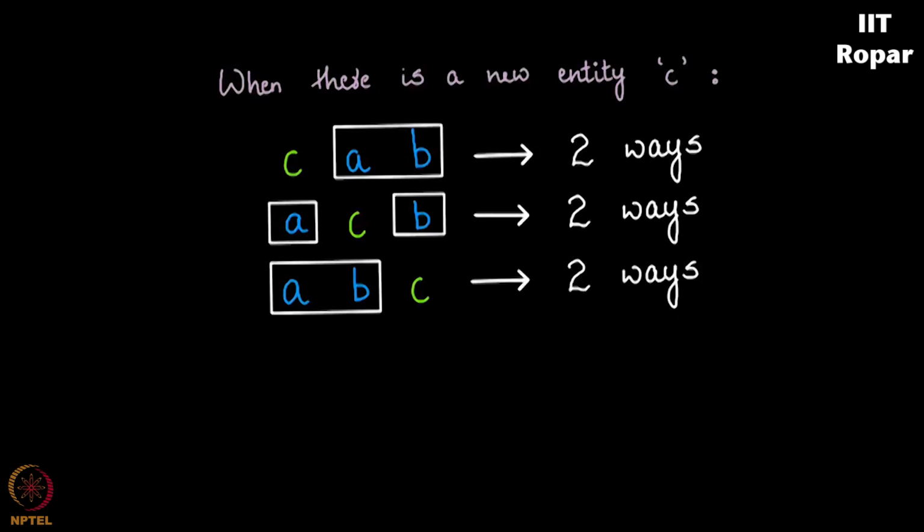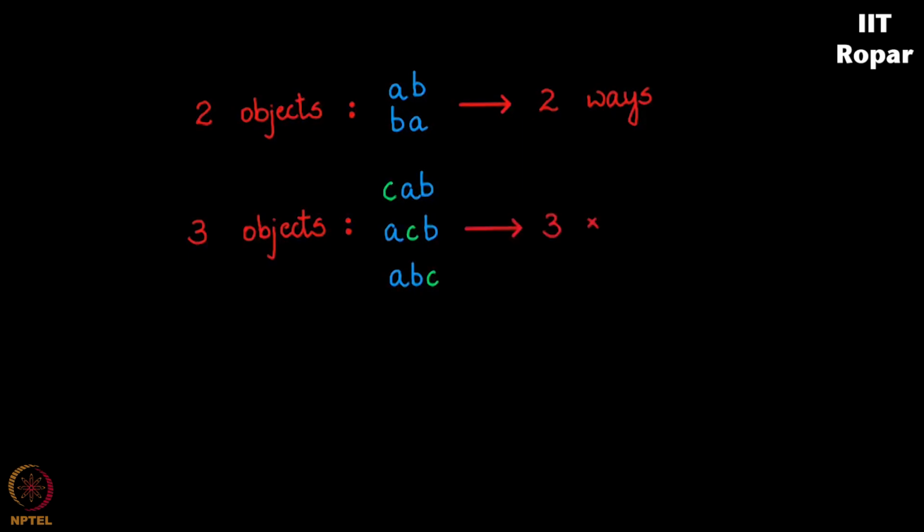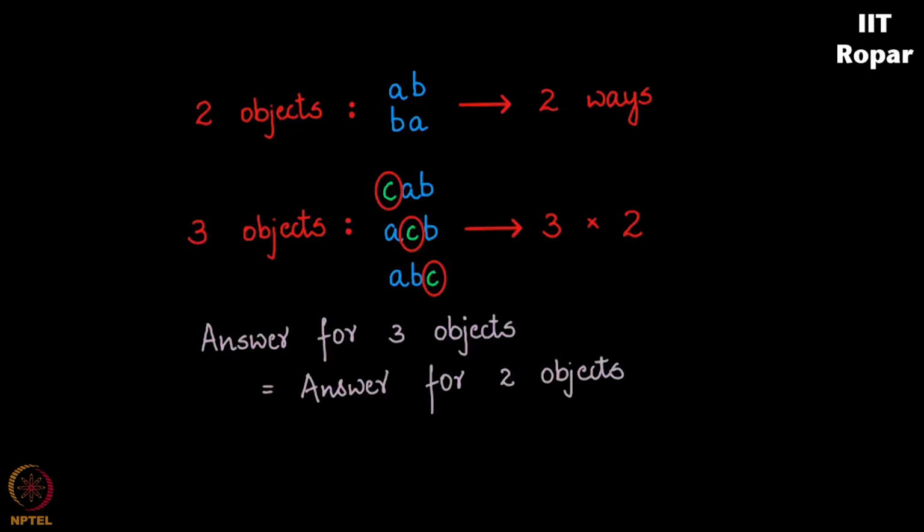The point I'm trying to make is, if for two objects AB it takes two ways, for three objects it takes three times, because you can write C in first or second or third placeholder, three times the times it takes for you to arrange two objects. So the answer for three objects is going to be the answer for two objects times 3.